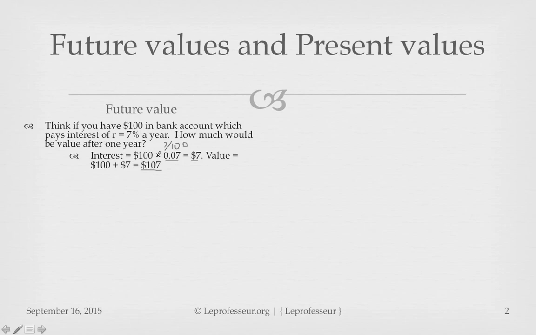The present value multiplied by the interest rate, you get the total interest. So total interest plus present value is your future value.